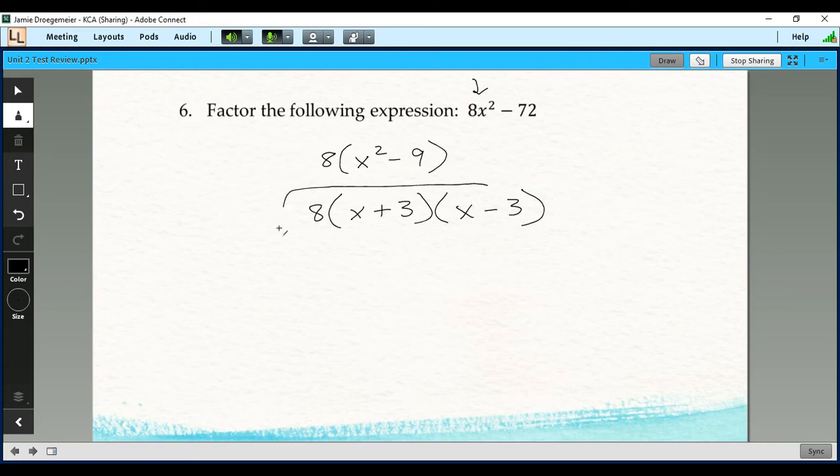Another way of thinking of this, if you didn't recognize right away that that was a difference of squares, well, we could still use our process before. That last term, we're looking for factors of negative 9. And since we don't have an x term in the middle, our x term is 0. So we're looking for two numbers that multiply to give us negative 9 and add up to give us 0.